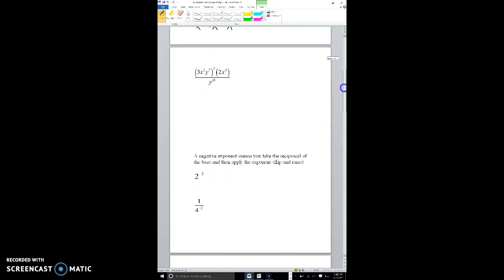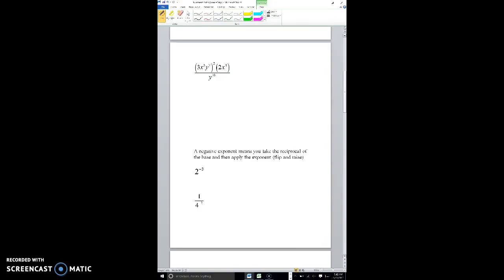So here's an example problem where we're going to use these rules in combination. Okay, so the first thing I'm going to do is square this parentheses. So this 2, the biggest mistake people make here is they forget to apply that exponent to the 3. So in the numerator, you should have 9. So then x, I have an exponent being raised to a power, x to the 6th, y to the 14th, times 2x to the 4th, all over y to the 10th.